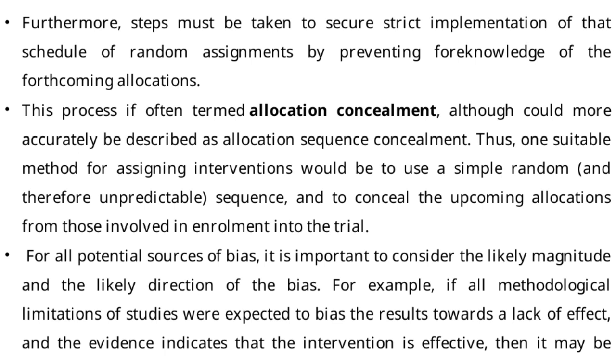Speaking of bias, it's essential to consider both how large the bias might be and in which direction it could push the results. For example, if we know that certain methodological limitations tend to underestimate the effect, biasing results towards no effect, and we see evidence that the intervention actually works, then we can be more confident that the intervention truly is effective. This approach helps us interpret the evidence more accurately and ensures that potential biases don't lead us to underestimate the real benefits of the intervention. It's all about maintaining the integrity of the study and making sure our conclusions are as reliable as possible.